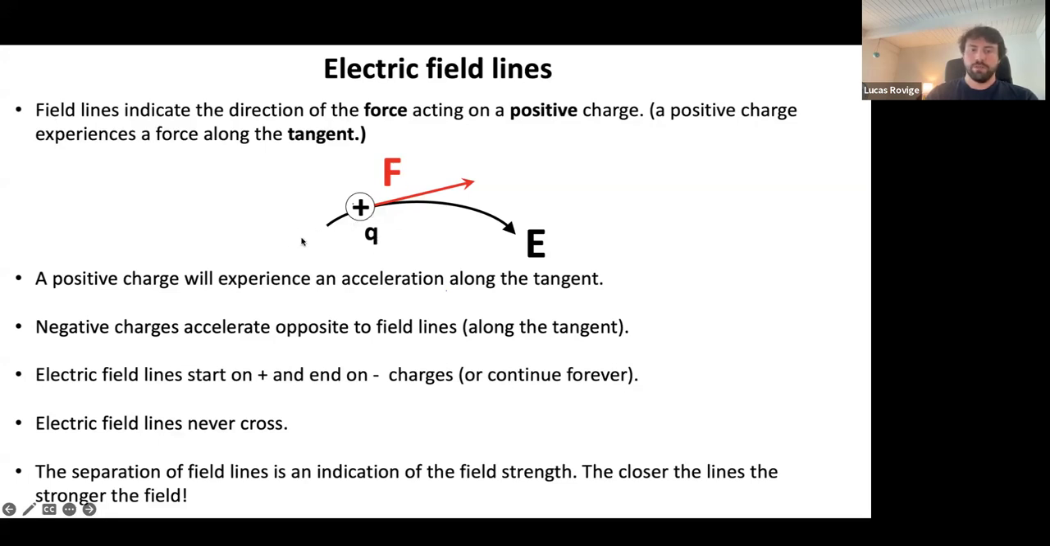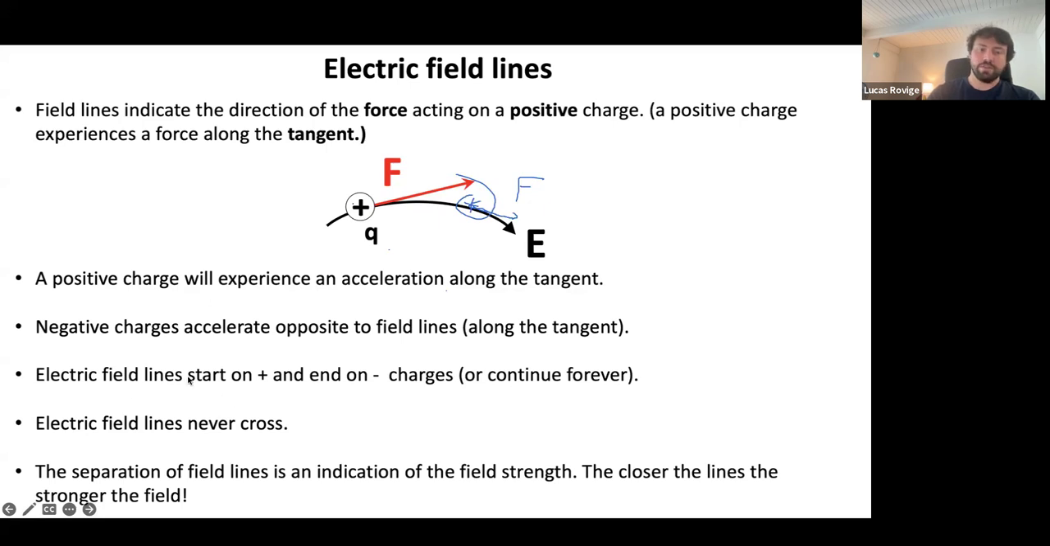So for instance, if you have an electric field that is curved here, you place your electric charge somewhere around here, and at this specific location, the force acting on this charge will be tangent here. And now if you put it here, the force will be tangent to this local area. And if you get a negative charge, it will now experience an acceleration opposite to the field lines, but still along the tangent.